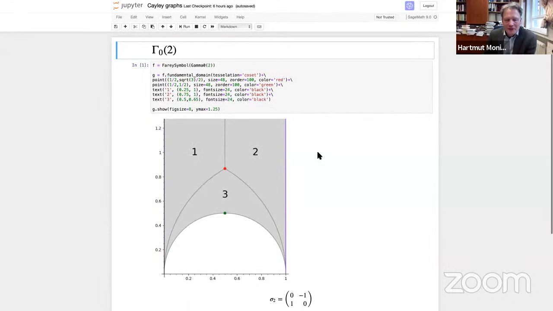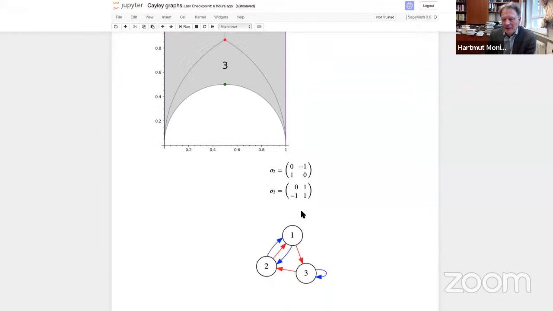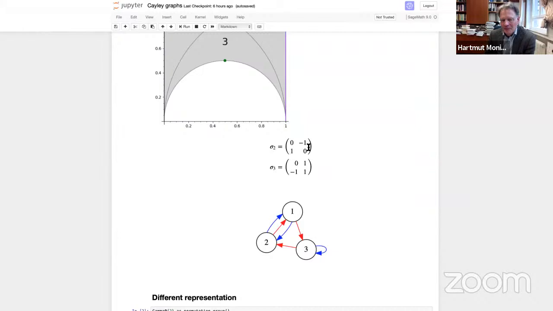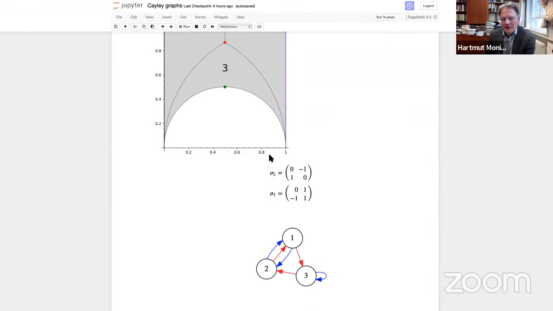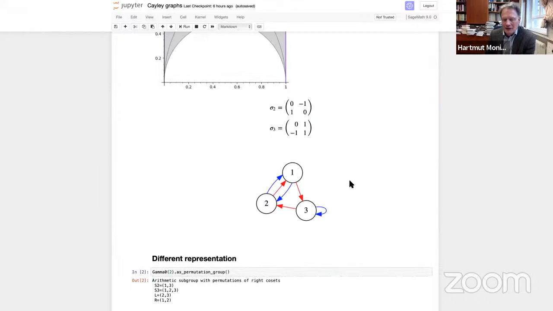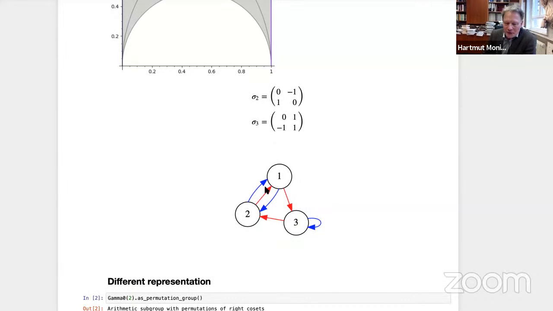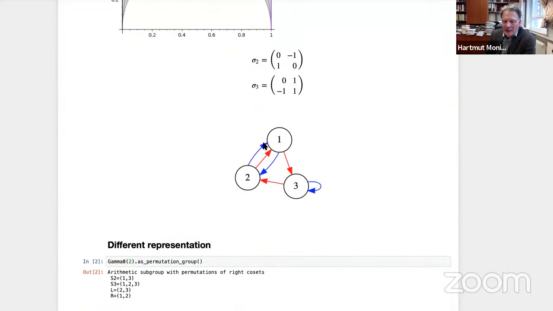So here, let's look at gamma 0,2, and I labeled the cosets 1, 2, 3. When I look at the generators of the modular group, sigma 2 and sigma 3 actually generate the modular group, then I can give relations between these matrices. So if I apply sigma 2 to the coset 1, and I apply sigma 2 to the coset 2, I can picture that in a graph. This is the Cayley graph of that particular permutation group. So sigma 2 corresponds to the blue arrows, sigma 3 corresponds to the red arrows. So gamma 0,2 as a Cayley graph looks like this.